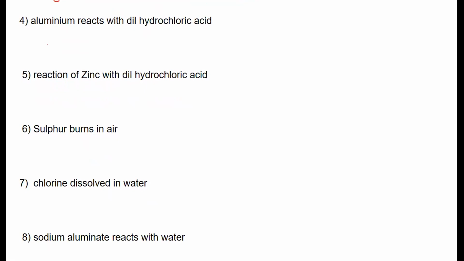Now next question is aluminium reacts with dilute hydrochloric acid. Aluminium is also a metal. So metals react with the acid, dilute hydrochloric acid, and as I told you, when metals react with acid, hydrogen gas will be released. So first I wrote hydrogen. Now aluminium and chlorine combine to form aluminium chloride. Aluminium chloride formula is AlCl3.